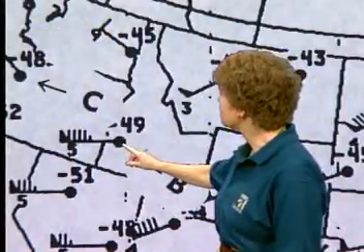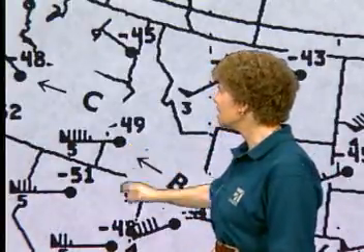Now, another difference on this chart is the station circle right here. When it's shaded in, as you see, it indicates that the temperature and the dew point are within 5 degrees C. It does not indicate overcast skies as it does on other weather charts.